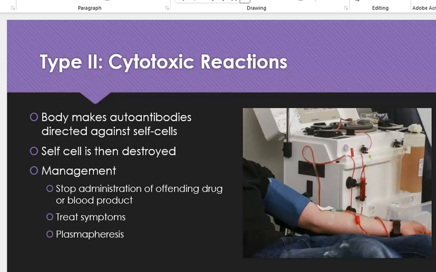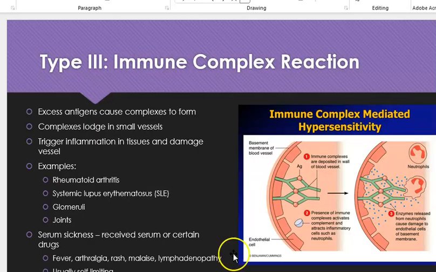So management would be to stop offering the drug or blood product and treat the symptoms. Complications would be kidney failure or hemolytic crisis. Plasmapheresis, which is where you filter the plasma to remove specific substances during administration, may be beneficial. But of course, that would be up to the doctor.